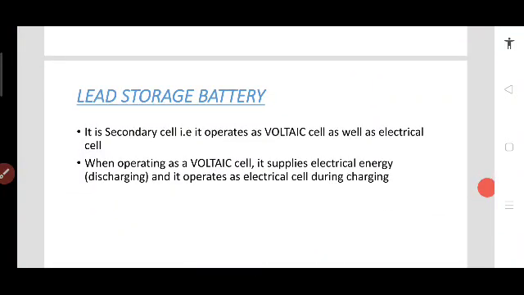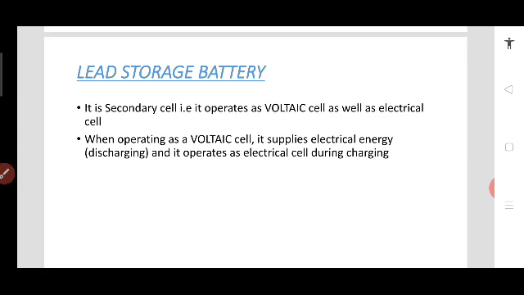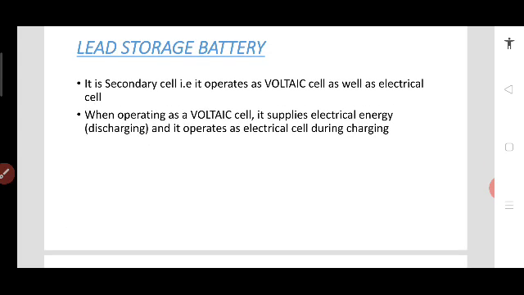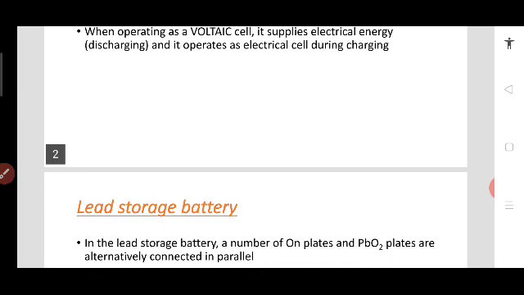The lead storage battery is a secondary cell, which means it operates as a voltaic as well as an electrolytic cell. When operating as a voltaic or galvanic cell, it supplies electrical energy, which means in the discharging process it acts as a galvanic cell. It operates as an electrolytic cell during charging, because it is a rechargeable battery.